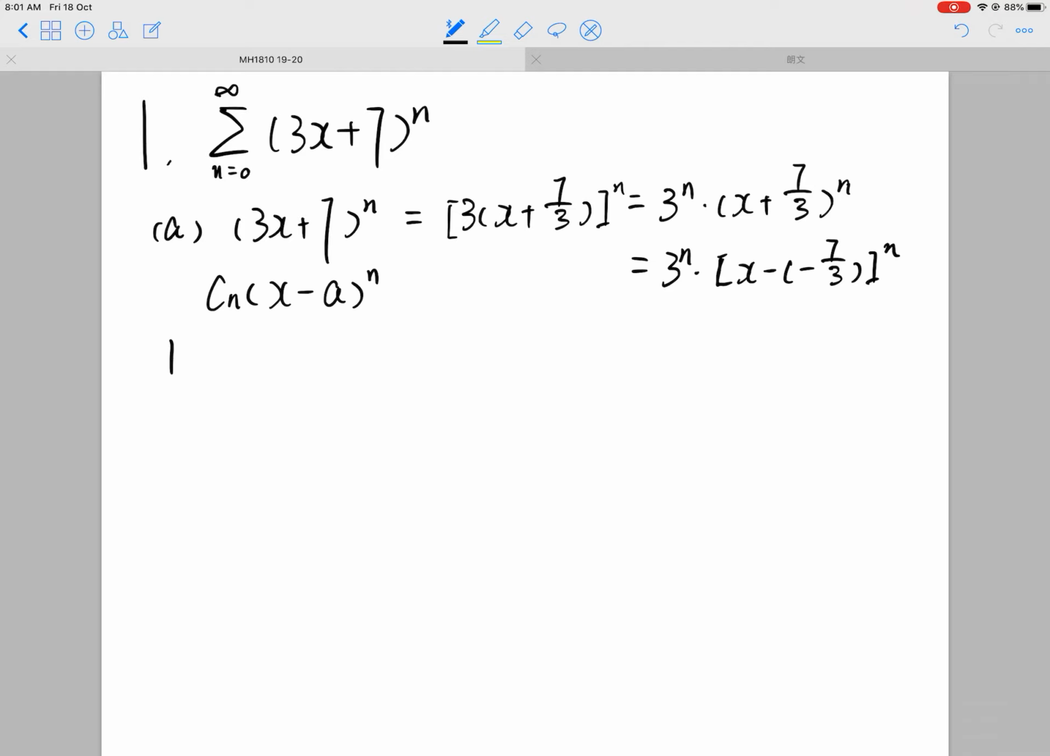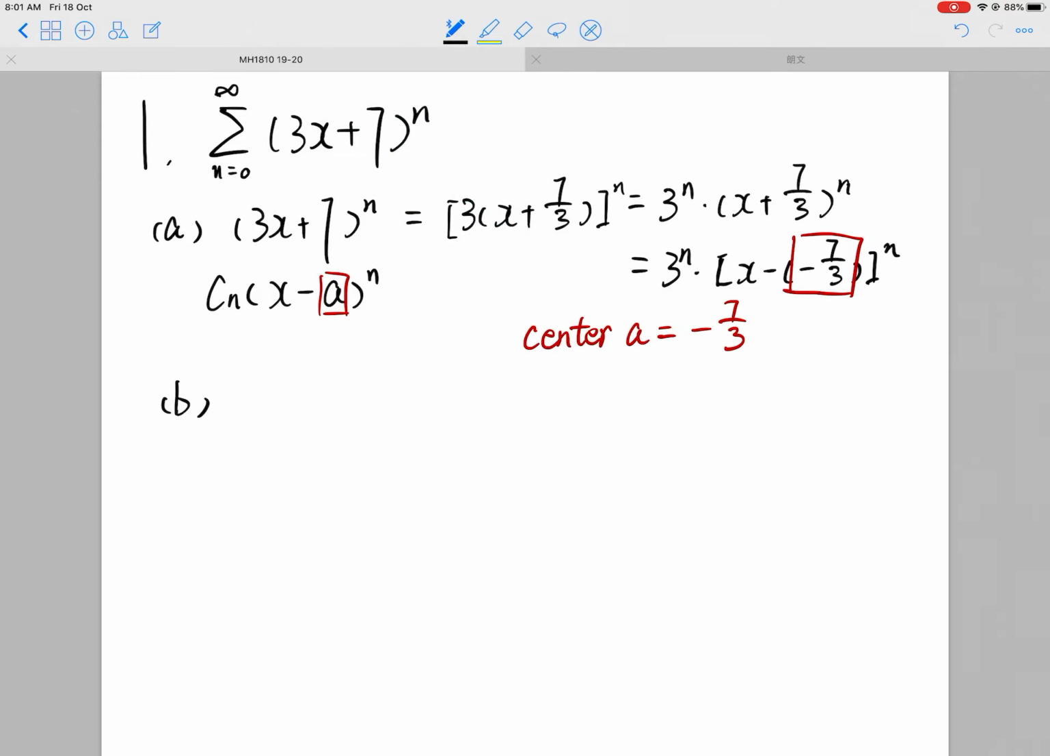Okay. Part B. Okay, part A we haven't finished. Then what is the center of this power series? Since it is x minus a, this a is the center. So in this case, this part is the center. So the center is this.